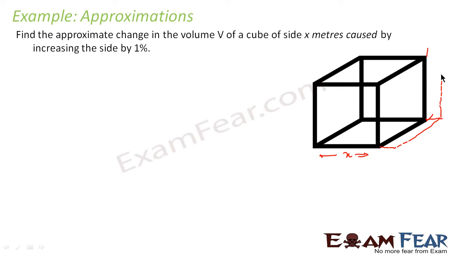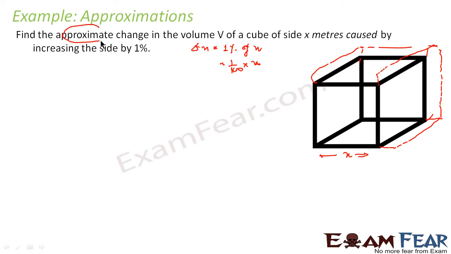Right, this one is also increasing. So this is what you will get, something like this. Everything is increased by 1%. So in this case my delta x is 1% of x, that is 1 by 100 into x. So my delta x is x by 100.